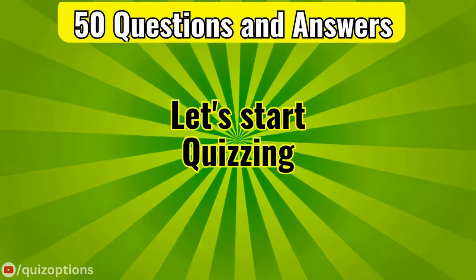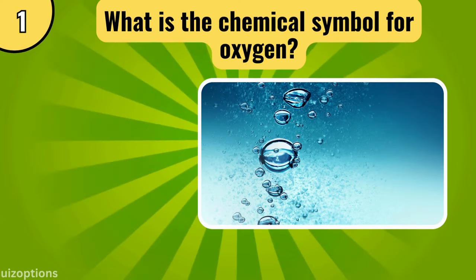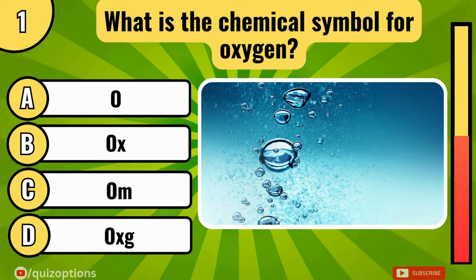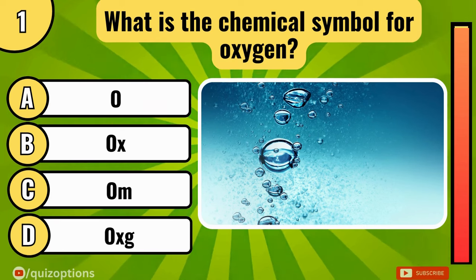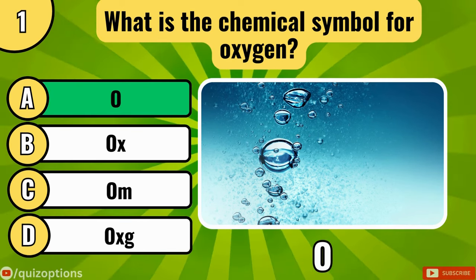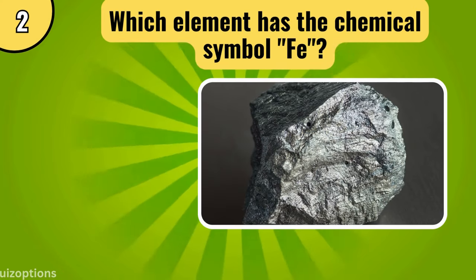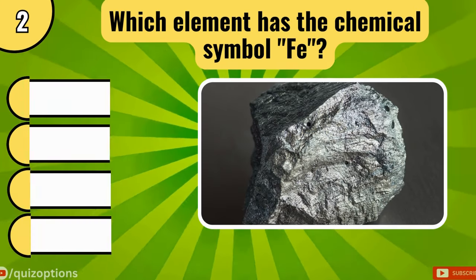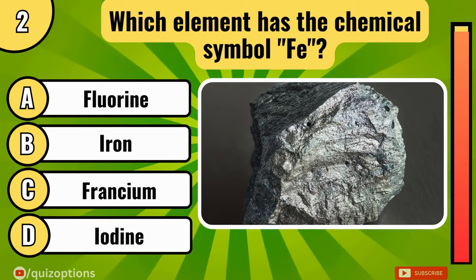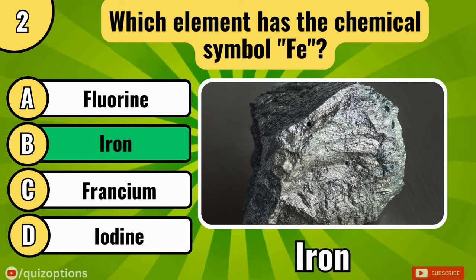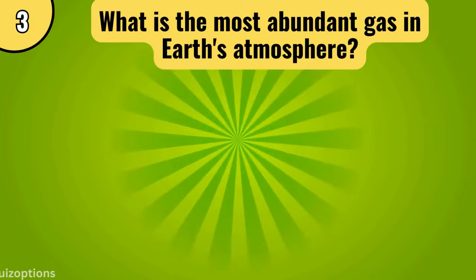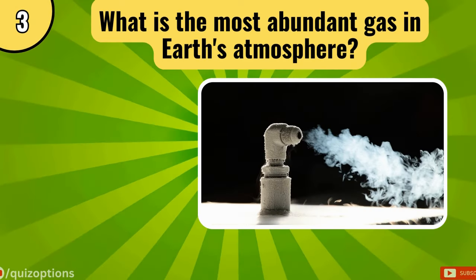And your first question is, what is the chemical symbol for oxygen? Which element has the chemical symbol Fe? What is the most abundant gas in Earth's atmosphere?